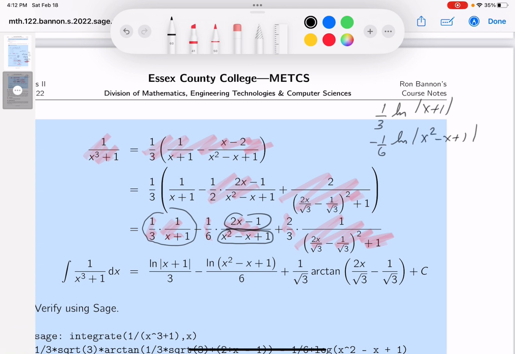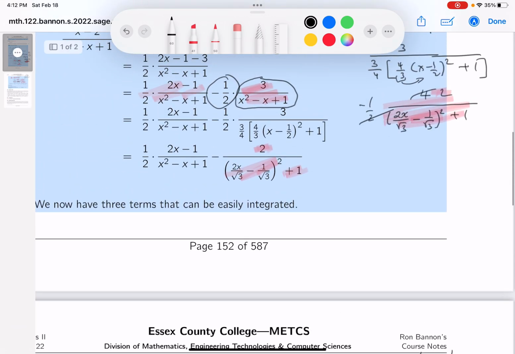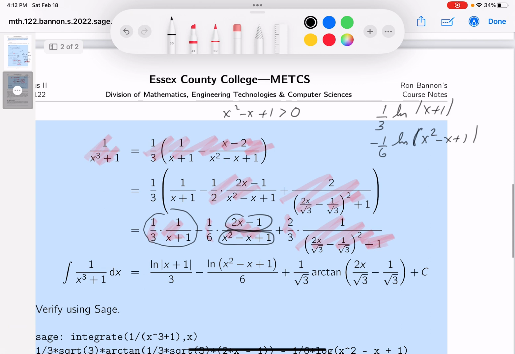Now, certainly, I want to point out to you that x squared minus x plus 1 is always greater than 0. Now, someone says, how do you know that? We already completed the square on it, and we know it's always going to be positive. We don't have to go through looking at the discriminant of that one over there. So I can use parentheses on this guy over here.